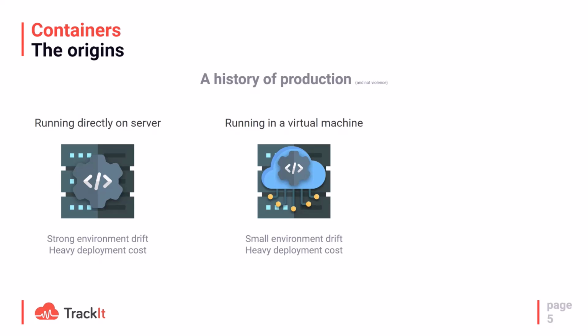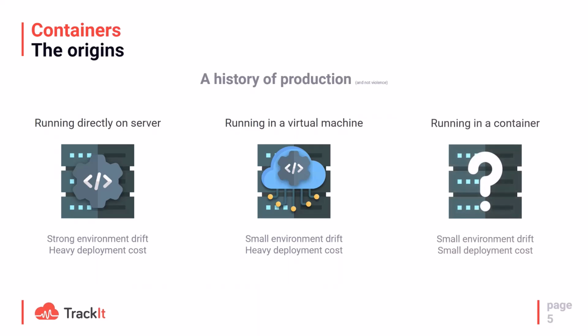This still has some drawbacks, mostly on deployment cost, because it's very complicated to create your virtual machine in the first place. You need a lot of things to do it. And each time you want to scale up, it takes a lot of time, because you have to completely virtualize a new computer. So we needed a third solution, which is containers. This solution needs a small environment drift, reusing the same advantage as the virtual machine, but it also needs a small deployment cost, so it needs to be way faster than a virtual machine.